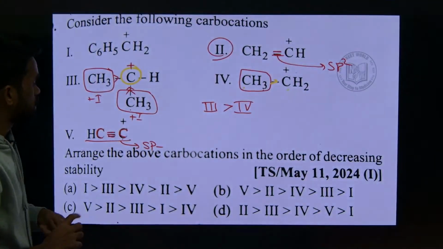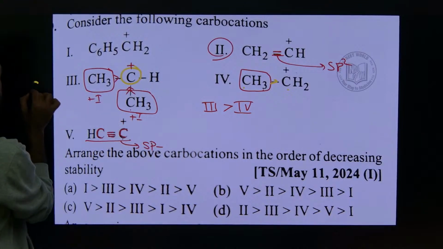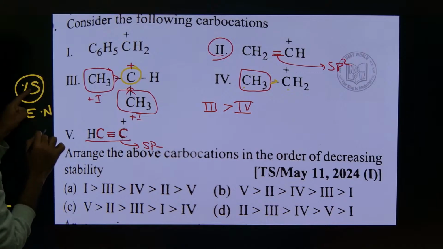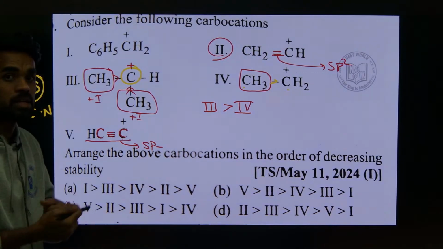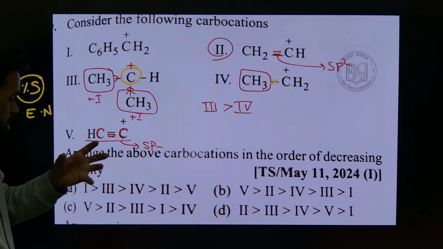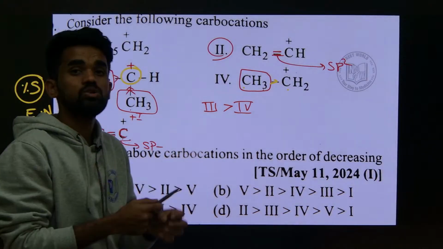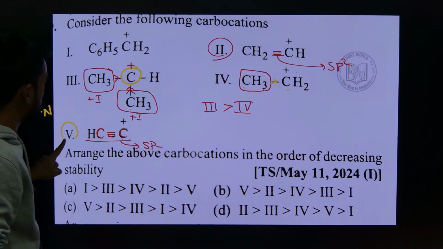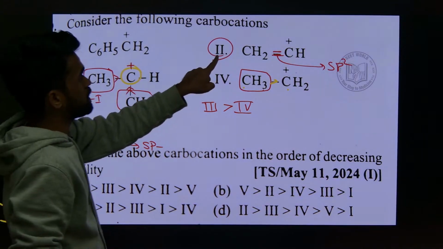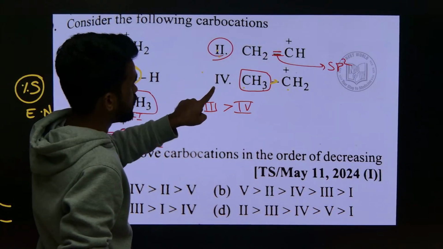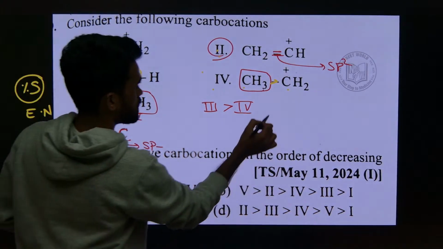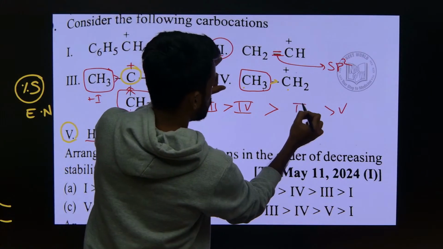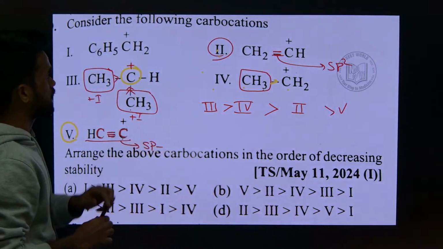Okay, so now sp, more s character, more percentage of s character, more is the electronegativity. What I am saying, more percentage of s character, more will be the electronegativity. See, if that electronegativity is more, having positive charge on it makes it unstable. Therefore, this fifth one is highly unstable when I compare with the second one. Second one is highly unstable when I compare with the fourth one. Therefore, I can say here least stability is for 5 and here 2. Okay, like this we can arrange.